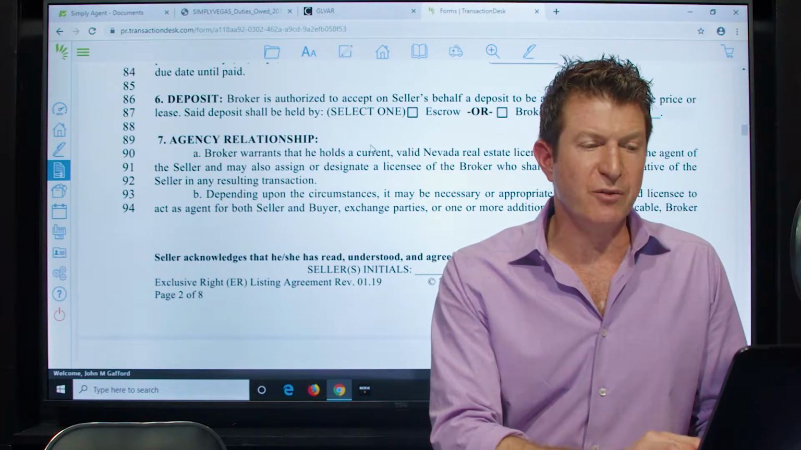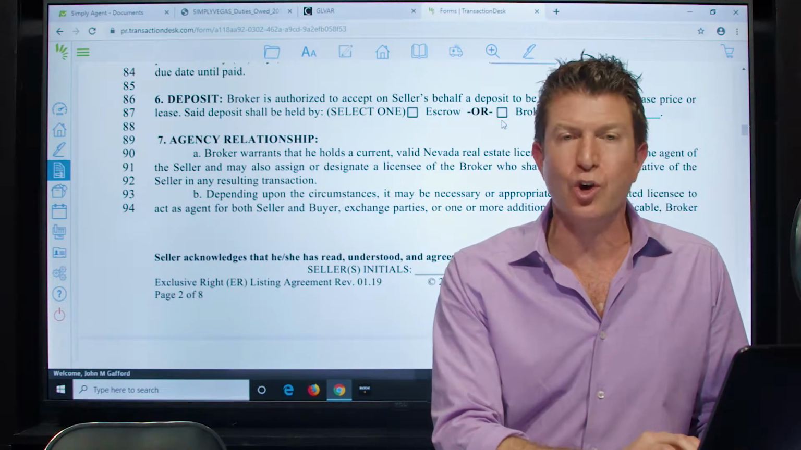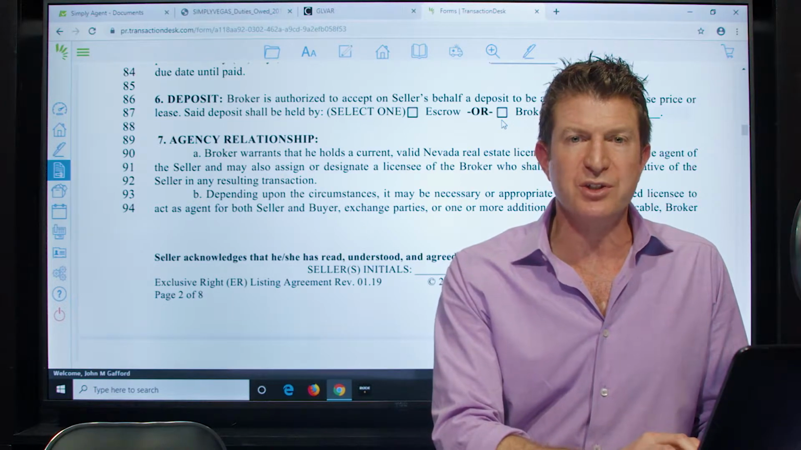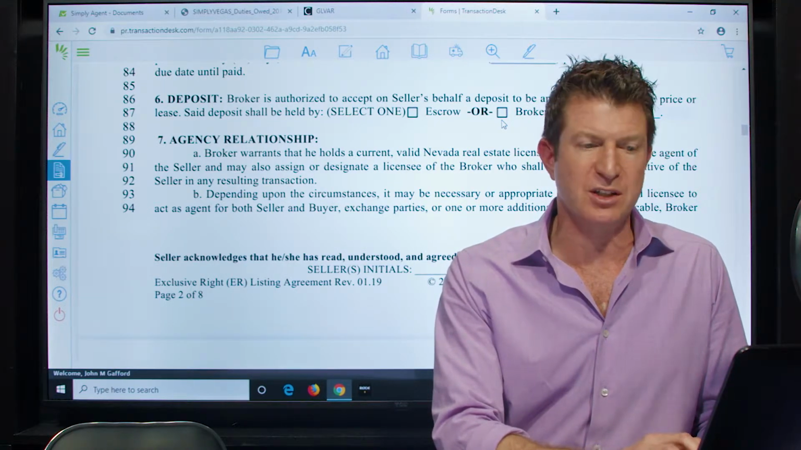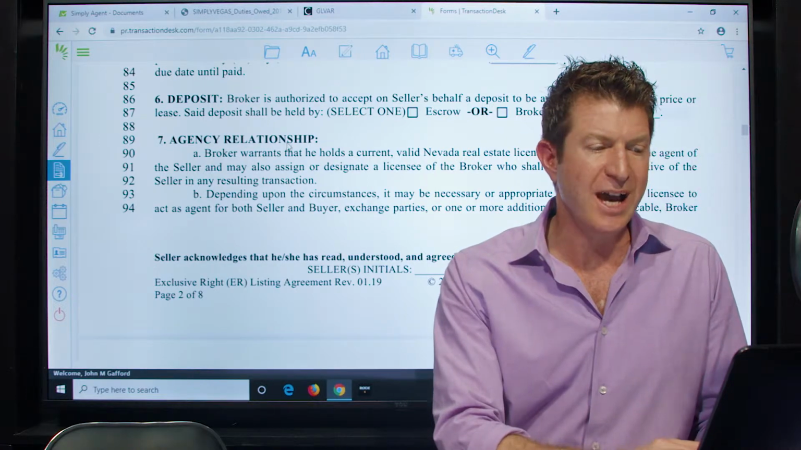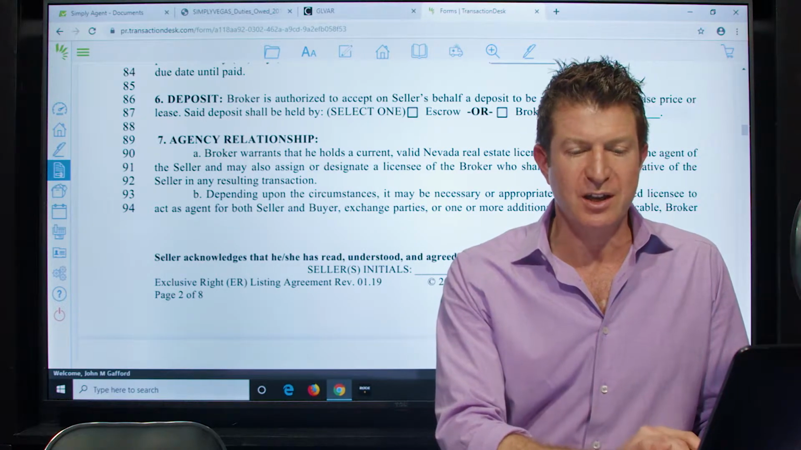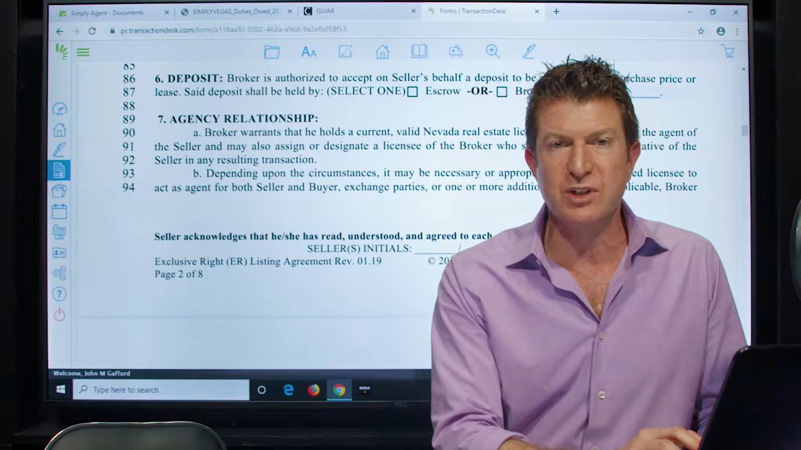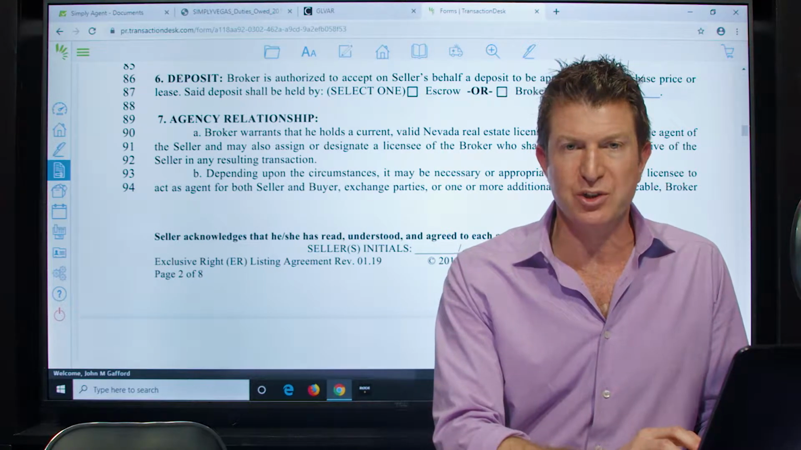The deposit section here, our answer simply is it's always going to escrow. The deposits are never going to a brokerage in a sale. It goes straight over to them. Agency relationship section, that's dealing with the duties owed. The duties owed is the very first form that you had your seller sign.